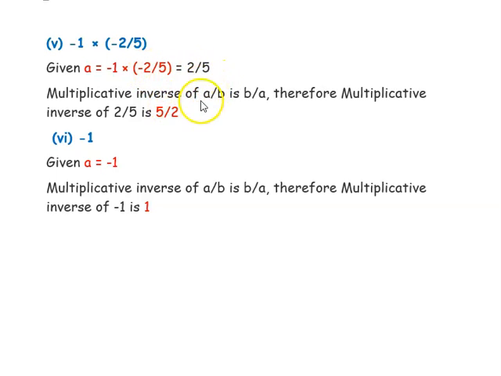So now the multiplicative inverse of 2 by 5 is, that is, you are going to invert the numerator and denominator. So it will be 5 by 2. So the multiplicative inverse of 2 by 5 is 5 by 2.